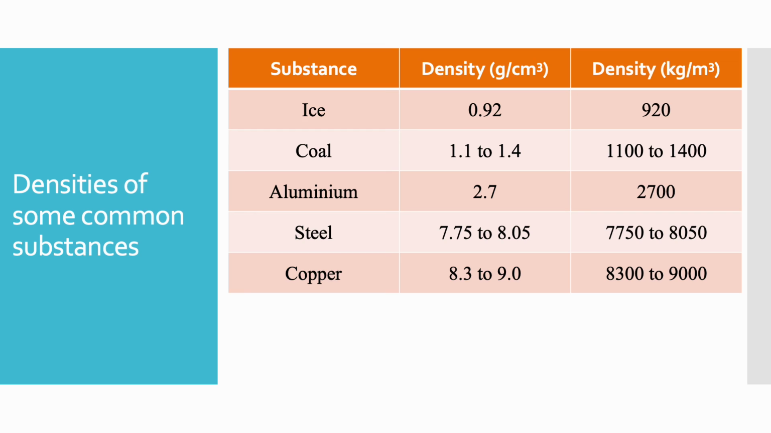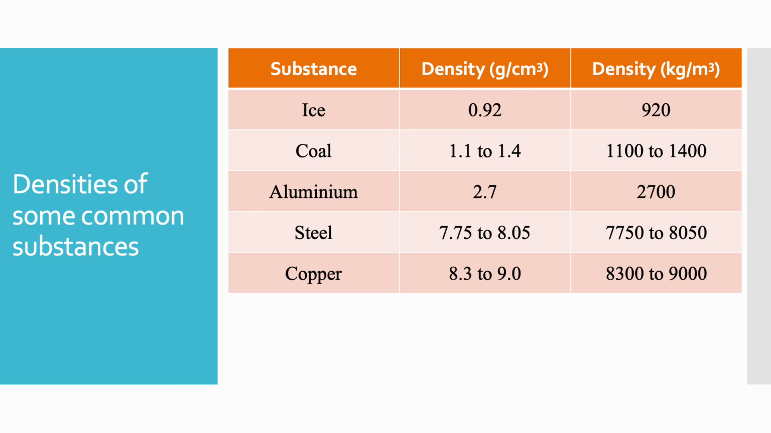This is why ice floats on water, because its density is lower than that of water. Coal varies a bit from 1.1 to 1.4 gram per centimeter cube depending on the type. That's 1100 to 1400 kilogram per meter cube. Aluminium, a light but strong metal, has a density of 2.7 gram per centimeter cube or 2700 kilogram per meter cube. Steel, much denser and heavier, ranges from 7.75 to 8.05 gram per centimeter cube, which is about 7750 to 8050 kilogram per meter cube.